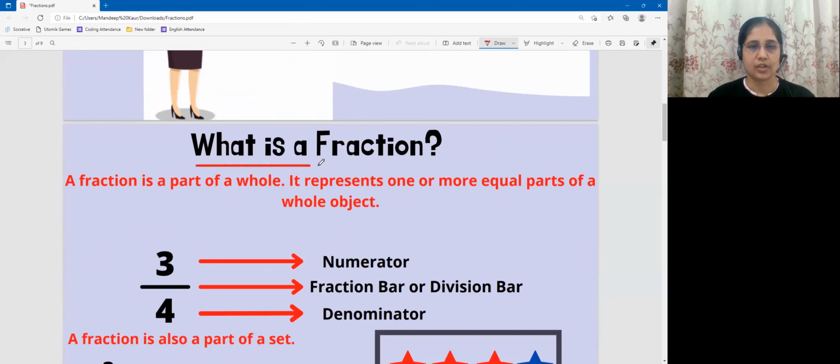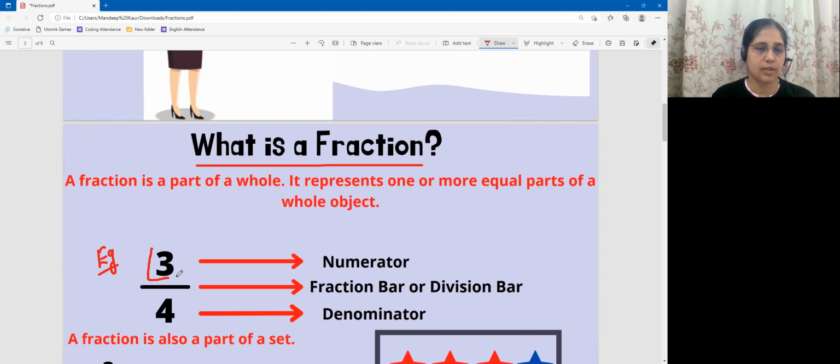So what is a fraction? A fraction is nothing but a part of a whole. It represents one or more equal parts of a whole object, right? So let's take a look at this example. Let's say we have a fraction 3 by 4.